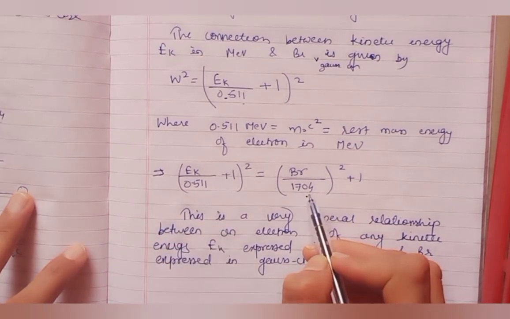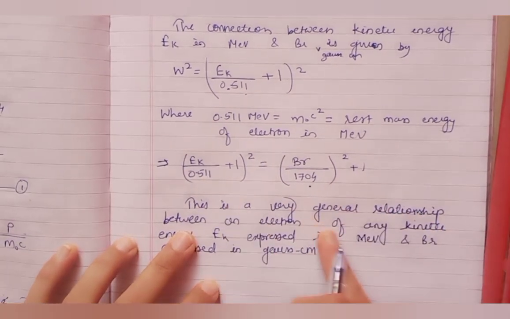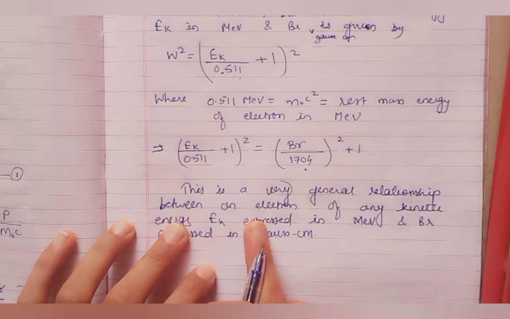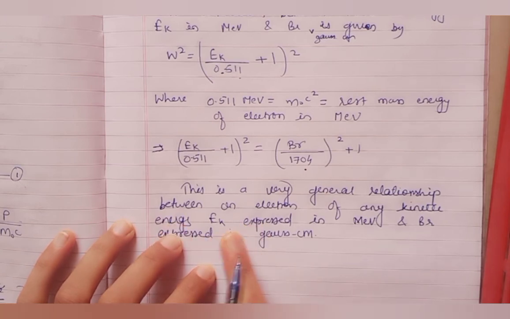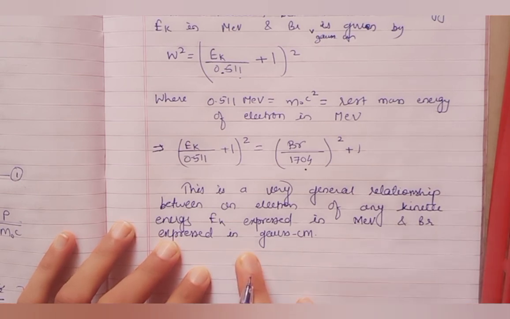So Ek upon 0.511 plus 1 whole square equals n square plus 1, where n is BR upon 1704. So this is a very general relationship between an electron of any kinetic energy Ek expressed in MeV and BR expressed in Gauss centimeter.